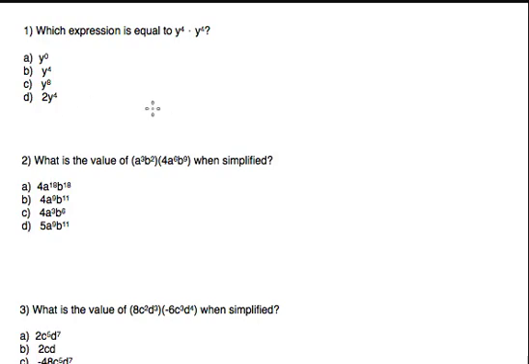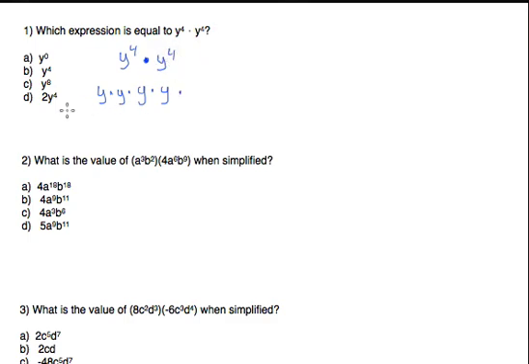Okay, number one, which expression is equal to y to the fourth times y to the fourth? Let's think about what this means. Y to the fourth means we're multiplying y by itself 4 times. So, y times y times y times y. And then we're going to multiply that by y to the fourth, which means the same thing.